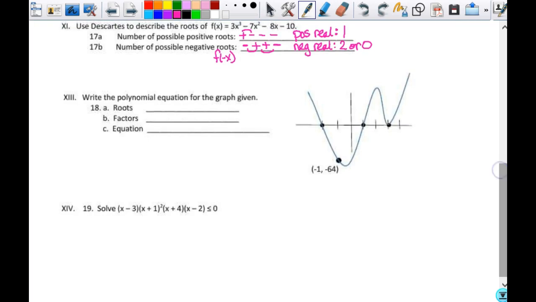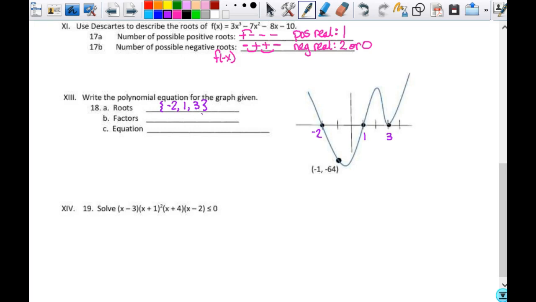All right, here is my polynomial. So I'm looking for the roots. Well, this here is at -2, 1, and 3. So it does not ask me for the x-intercepts. It asks me for the roots. So my roots are at -2, 1, and 3.